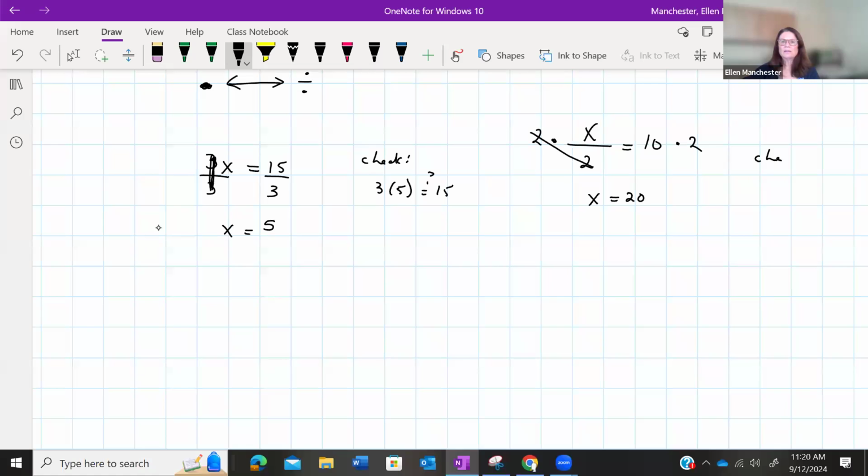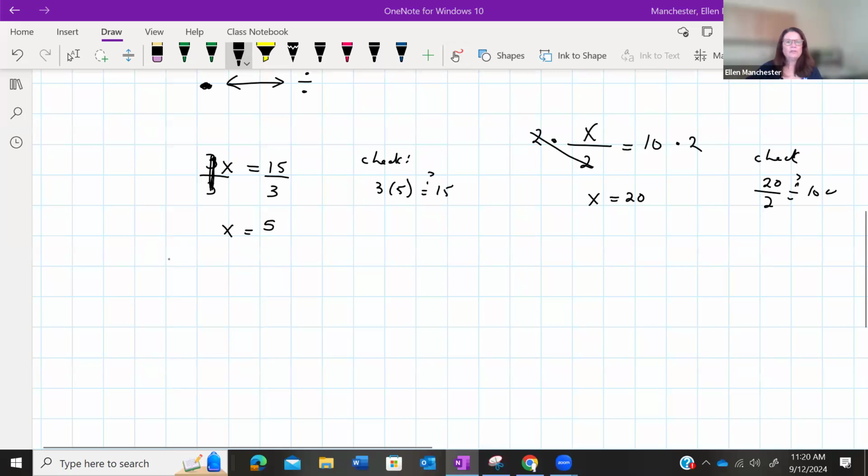So to check, 20 divided by 2 does equal 10. And it checks. And that's the only value it can be. That's why equations are so important, because it's giving me that exact value. That's the only value that x can be in those instances. Okay.